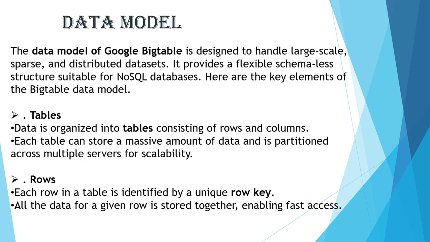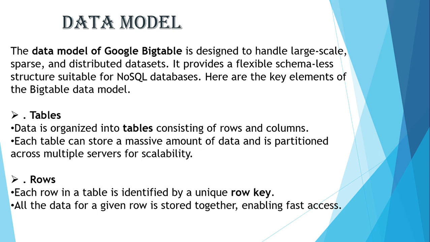Now, what are the data models? The data model of Google Bigtable is designed to handle large-scale, sparse, and distributed datasets. It provides a flexible, schema-less structure suitable for a NoSQL database. Here are key elements of the Bigtable data model. Tables. Data is organized into tables consisting of rows and columns. Each table can store a massive amount of data and is partitioned across multiple servers for scalability.